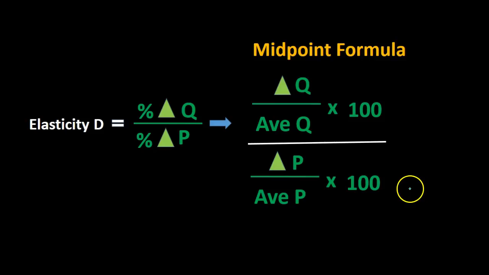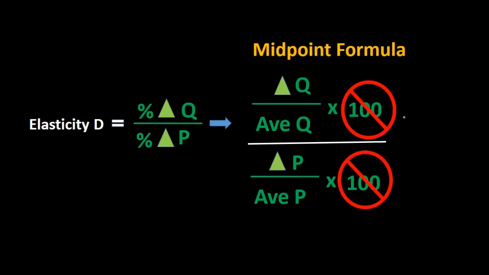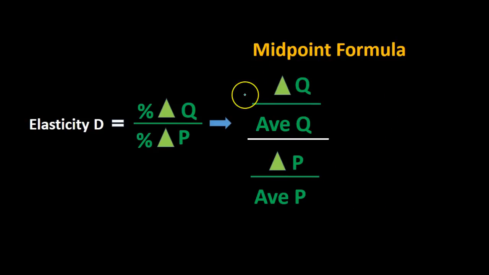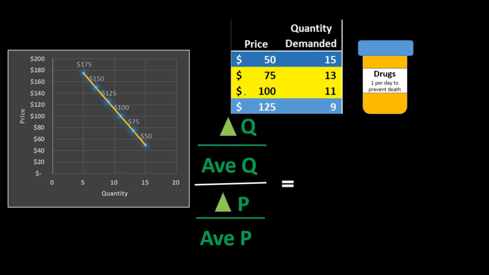Note, though, that the 100 is on both the top and the bottom. Therefore, we can cancel that out, leaving us with our midpoint formula. Our midpoint formula, a bit different than a percentage change formula, uses the average on the denominator of these two calculations, leaving us with this here. So we're going to use this.